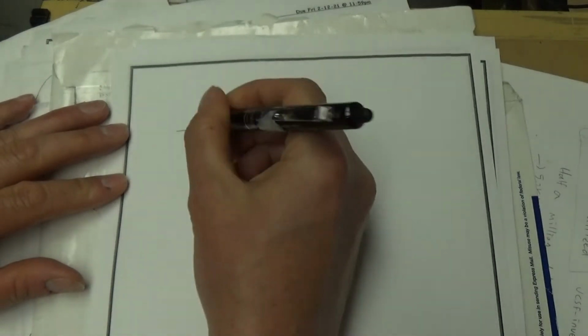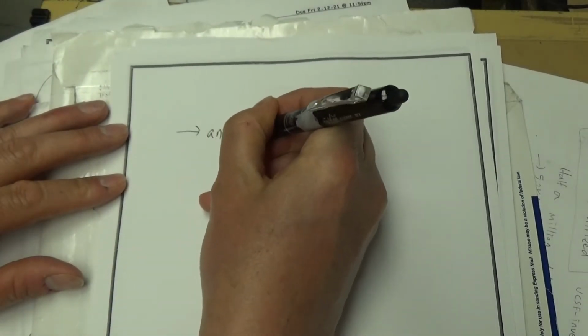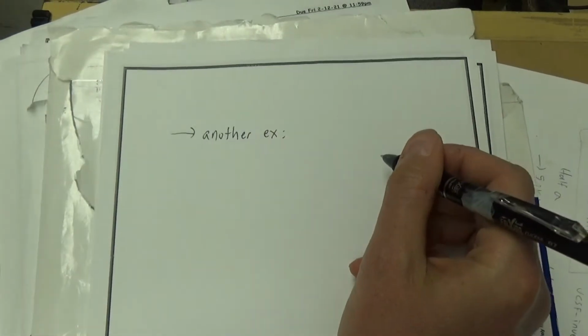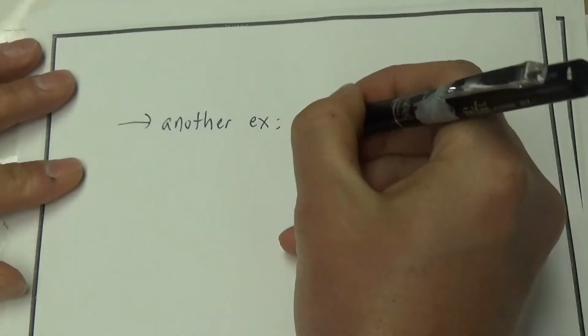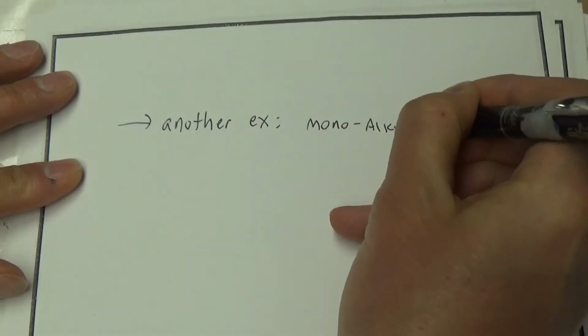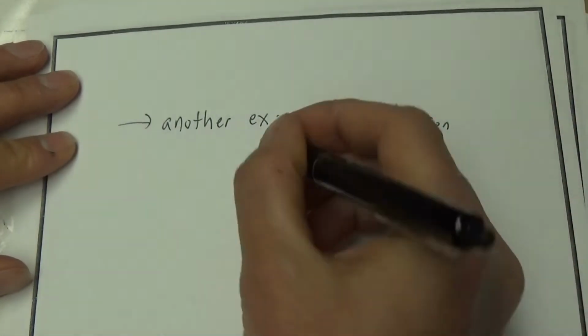Here's another example of this process. And you know, the name of this whole process is monoalkylation, which just means attachment of a single alkyl group. Monoalkylation of enamines.